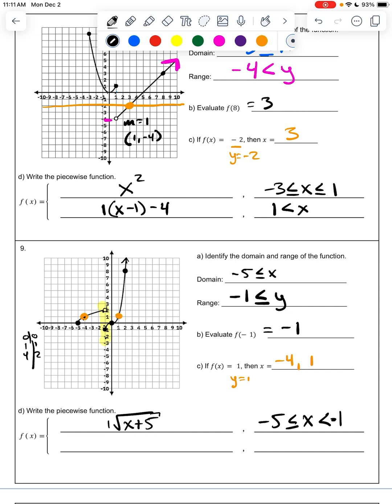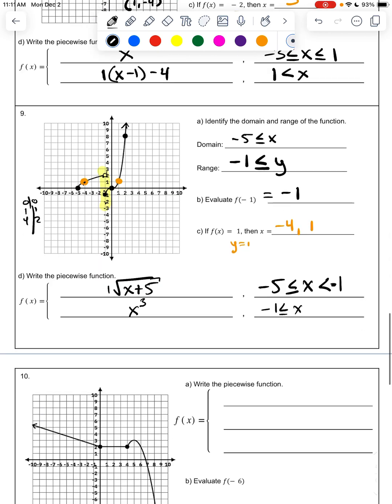The second piece looks like a cubic function to me, and the stretch is 1 because you go over 1, up 1, and there's no transformation to the starting point. It is still at (0, 0), so this is cubic with no additional transformations on it. That is from negative 1 is less than or equal to x, because it's a closed circle, to infinity. It just keeps going to the right forever from there.